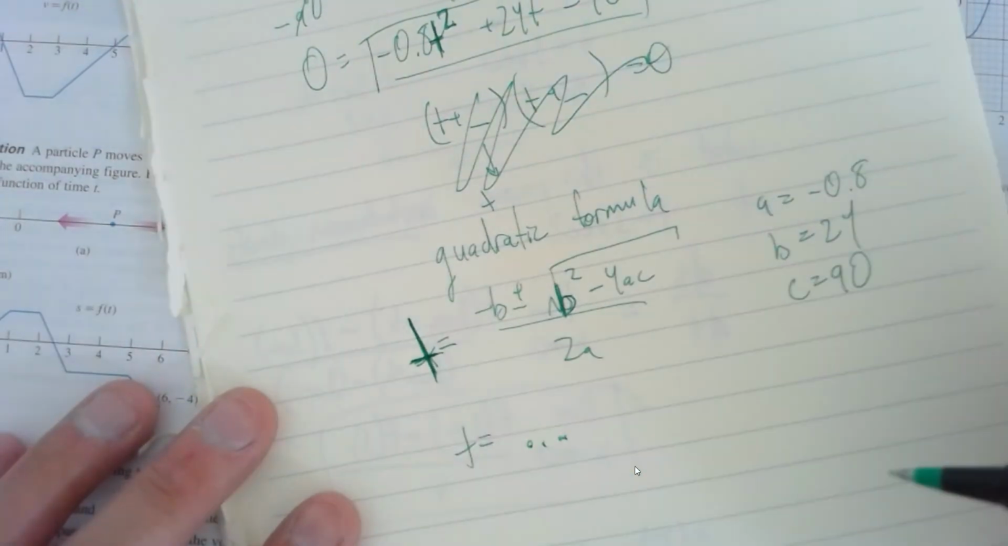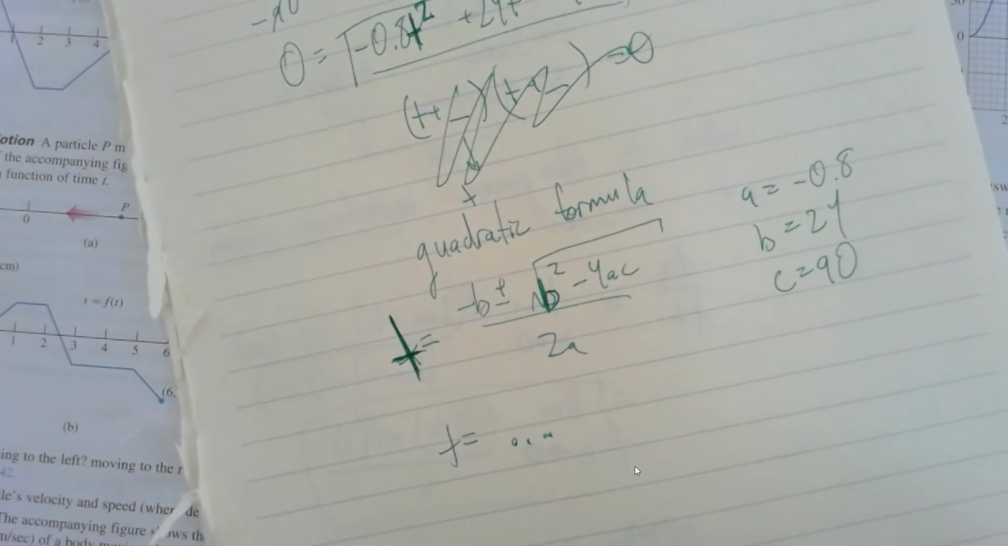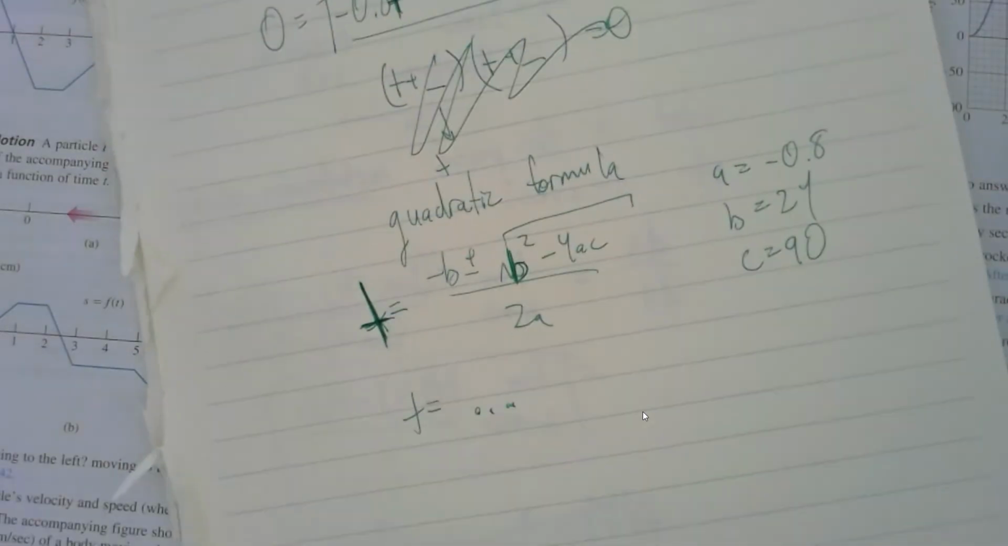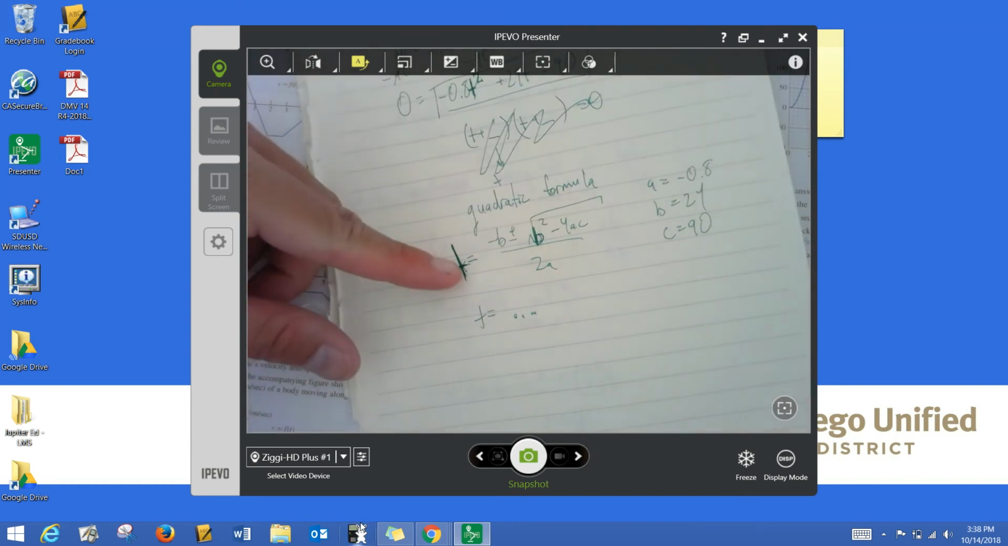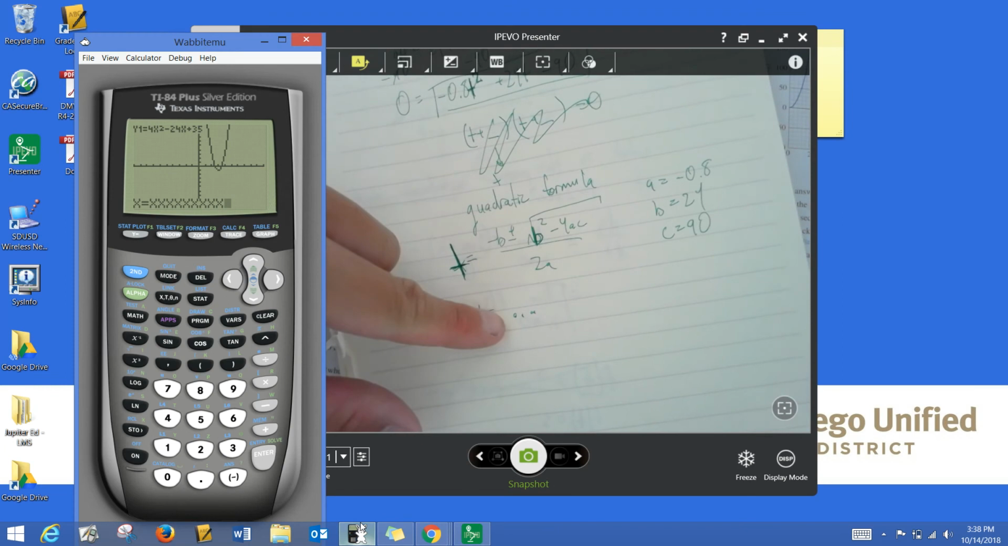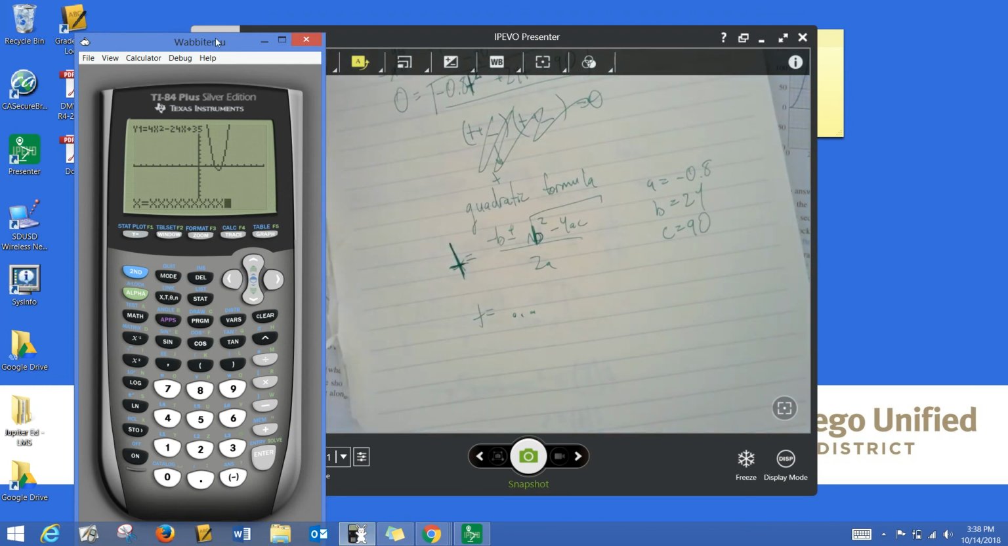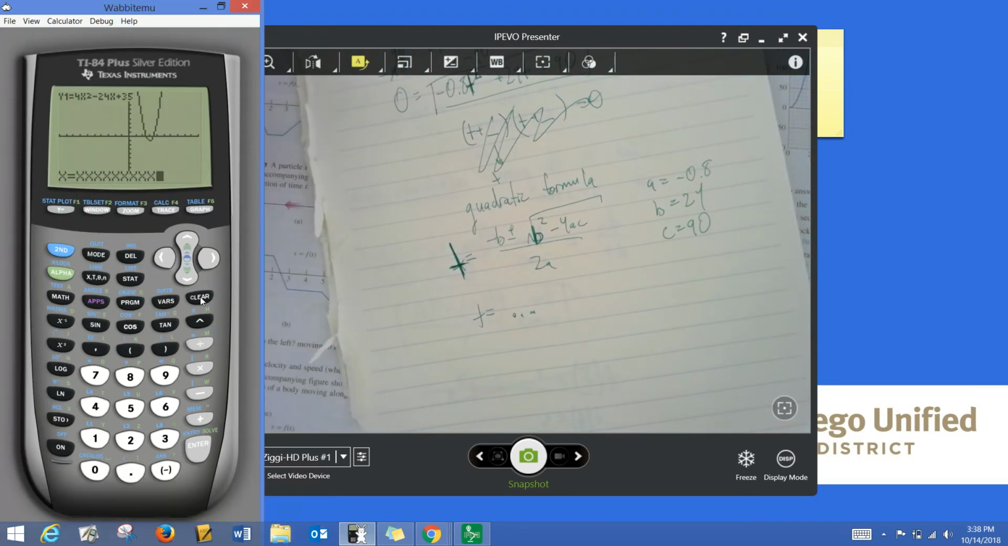Or you have one more option. If you have a calculator, I would highly suggest doing it this way. Let's boot up my calculator really quick. I'm not going to go through the quadratic formula, but if you plug in those values, you will get your answer for t. Let's clear this and plot this guy.